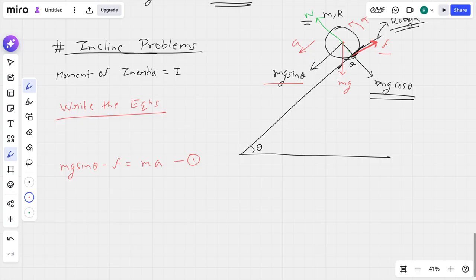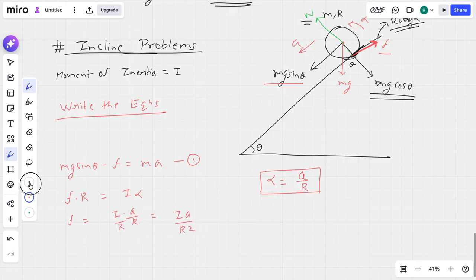Second equation, let's consider the torque. Mg sin theta, mg cos theta, and the normal force, all these forces pass through the center of the body, so they will not produce any torque. The only torque will be produced by this frictional force. So we can write frictional force into radius equals I into alpha, and alpha is A by R, acceleration by radius. So F equals I into A by R, and this R will come here, so F equals I A upon R square.